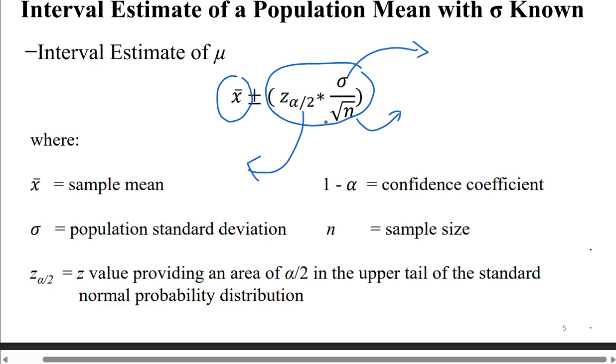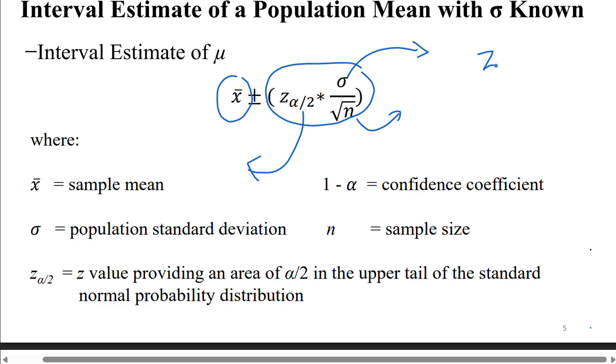The Z critical value here provides us an area of our significance level divided by 2 in the upper tail of the standard normal probability distribution. And so the first case of interval estimation we are going to look at is for a normal Z distribution. The second case, where we do not know the population standard deviation, will be considered as a normal T distribution.